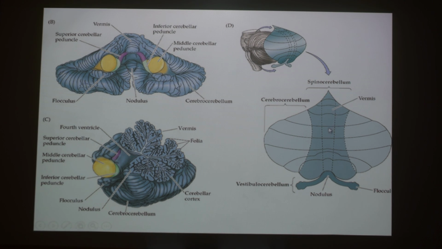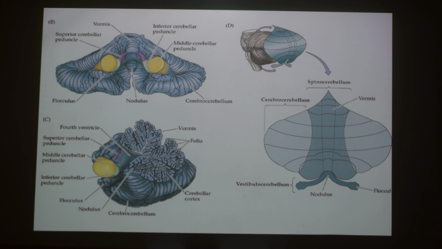So the central part is mainly responsible for the head and the trunk, and a paramedian part which you see here is responsible for correcting the movements in the limbs. Then you have this area, which is the flocculonodular lobe, which you see like a small bulging area. It's called the vestibulocerebellum, and this vestibulocerebellum is important in correction of balance and equilibrium. So you have three functional lobes of the cerebellum: cerebrocerebellum, spinocerebellum, and the vestibulocerebellum.